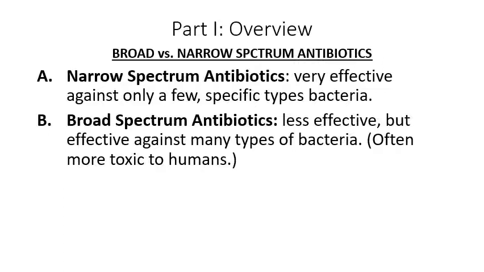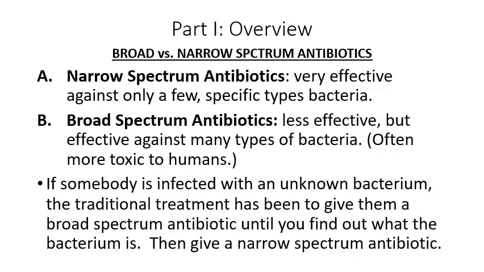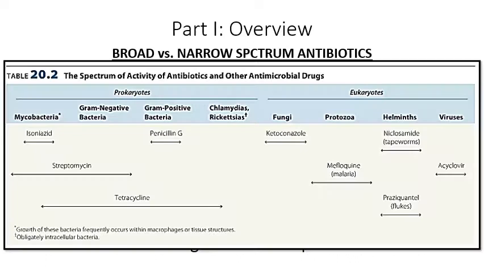That is not done very much anymore, because these days people use PCR to figure out which bacteria you're infected with. Okay, so typically the treatment has been to give somebody broad spectrum antibiotics until you find out which bacterium is infecting them, and then you can give them a targeted narrow spectrum antibiotic.